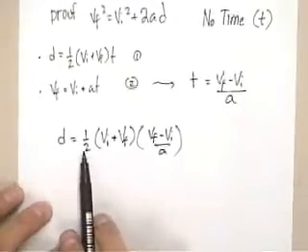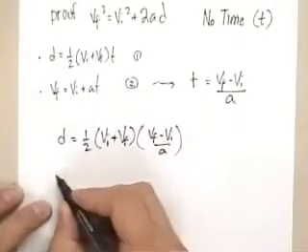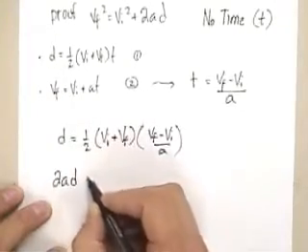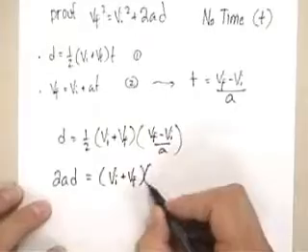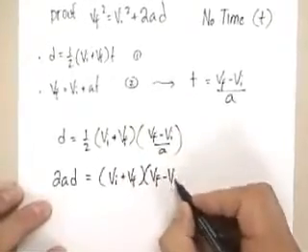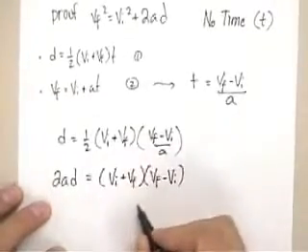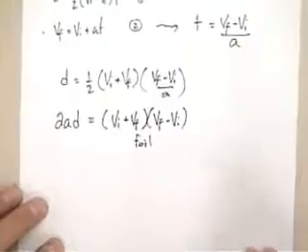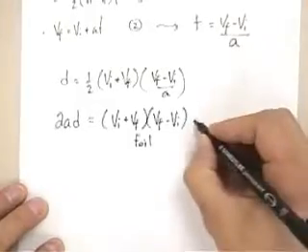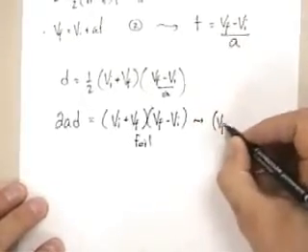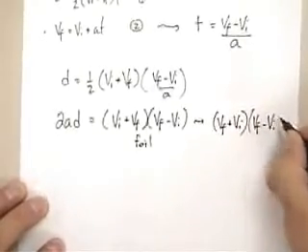Well, two things I don't want. I don't want the 2 and I don't want the A. So I'm going to cross multiply both of those things out. So I'm going to get 2AD equals VI plus VF and VF minus VI. So what I'm going to do is FOIL these things. So this ends up being one big FOIL that I can do. Actually, I think I'm going to rearrange this a little. I'm going to go VF plus VI and VF minus VI.